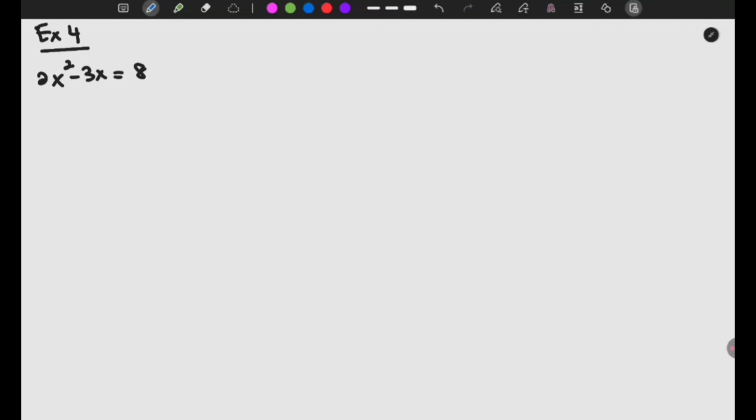All of the previous questions that we did were already given in the standard form, which is already equal to 0, but this one, it's not equal to 0, it's equal to something. So it's not in the general form. When it's not in the general form, the first thing you have to do is bring it to the general form. That's the first thing you have to do.